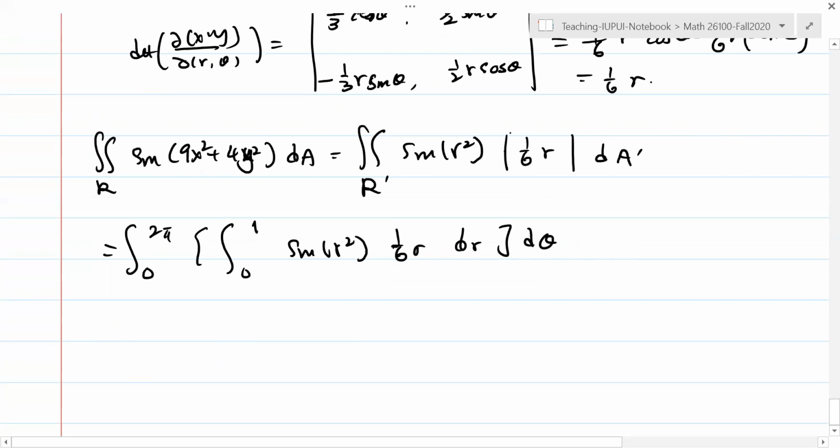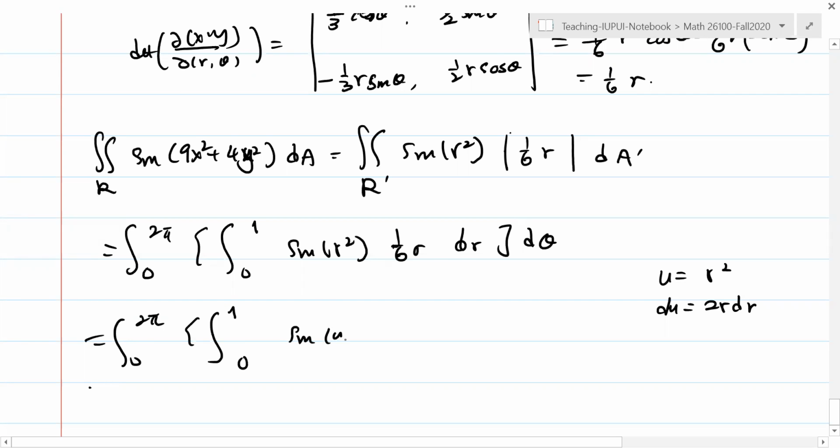Well, you have to use a substitution to evaluate. Okay, so you let u be r squared, so du equals 2r dr. Then this integral will be, u is r squared, so when r is 0, u is 0. When r is 1, u is 1.